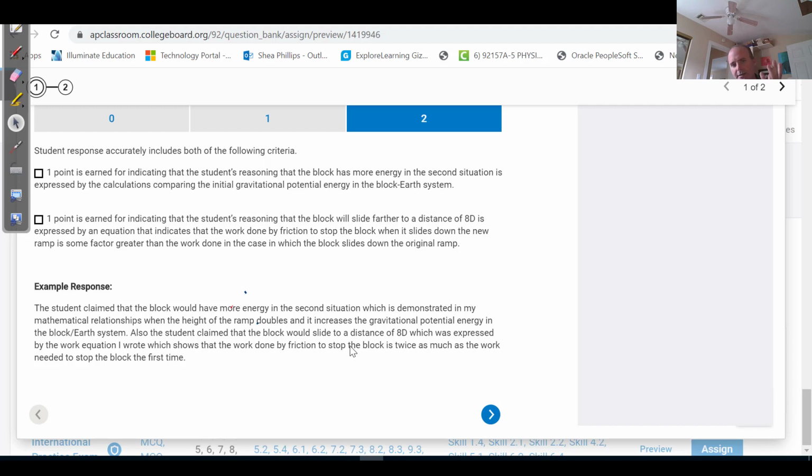So remember, potential energy doubles when you double the height. And if you double the potential energy, you double the amount of work that's needed to stop it. Since the force of friction stays the same, what has to double then is the distance. Okay, hope this helped.